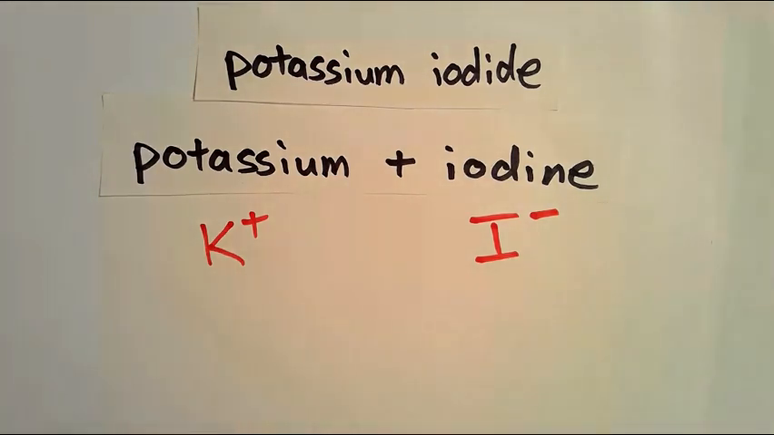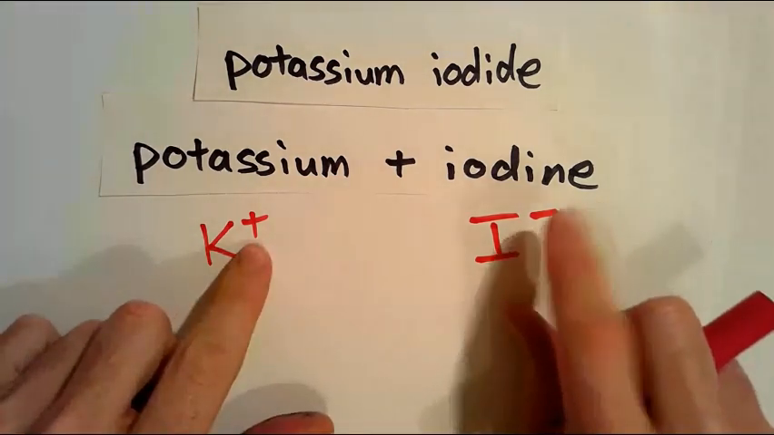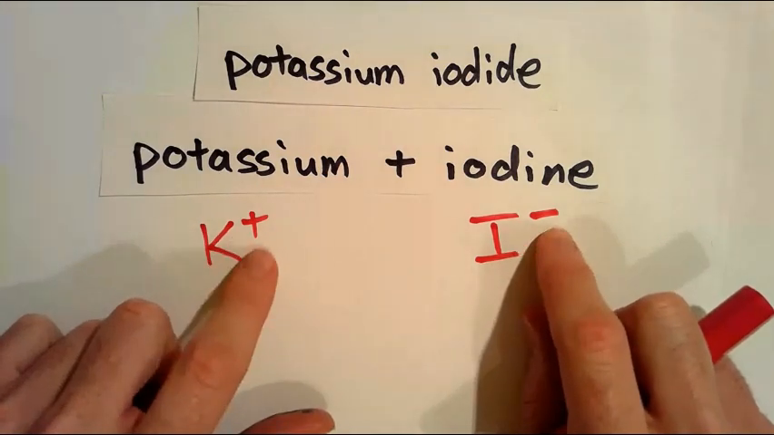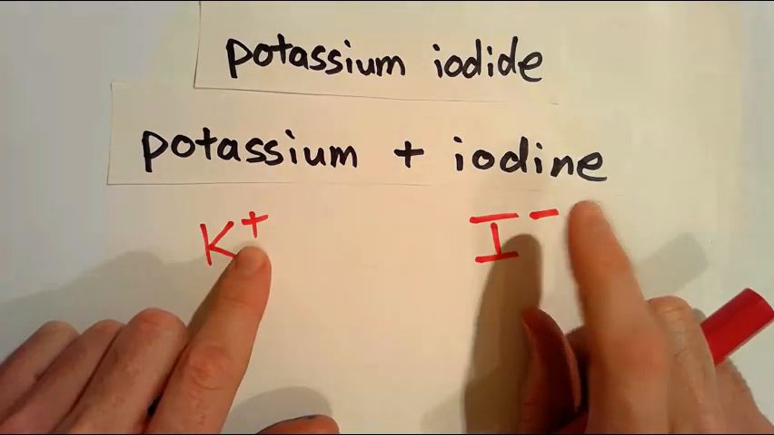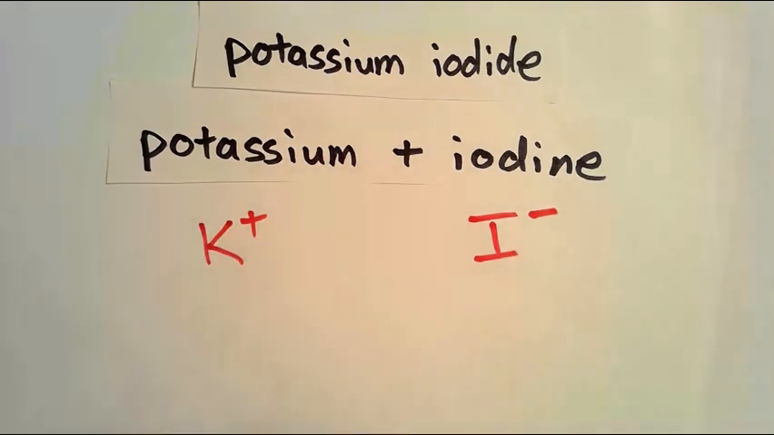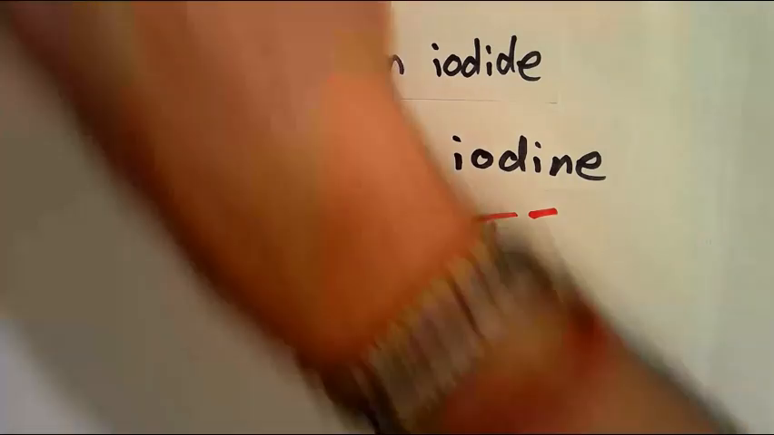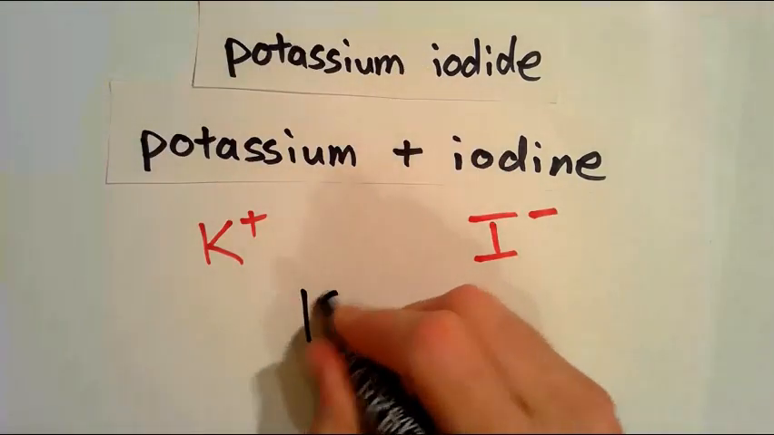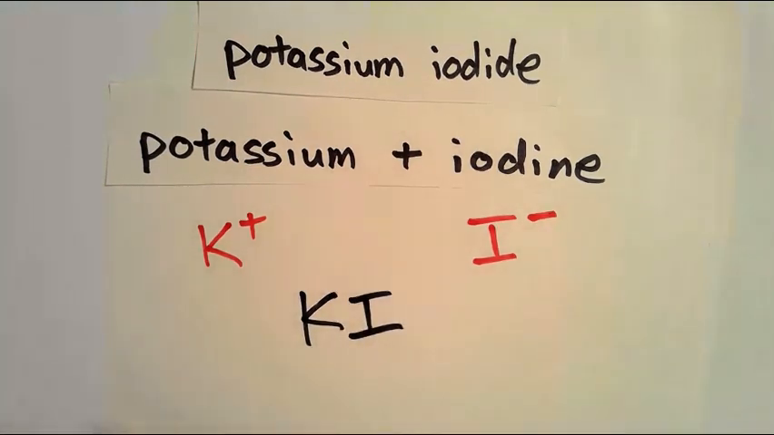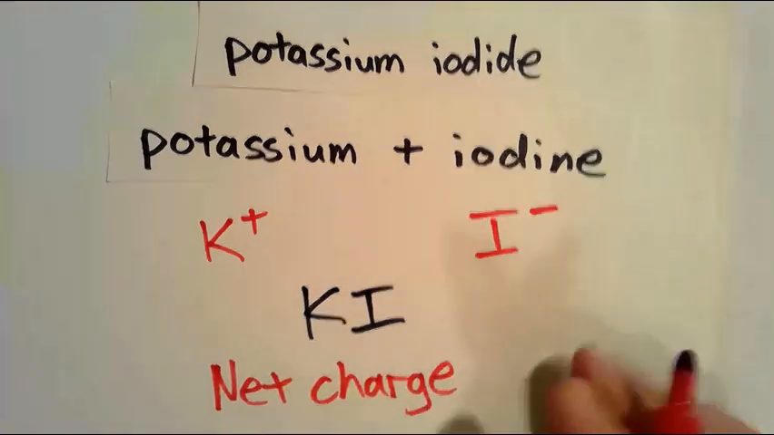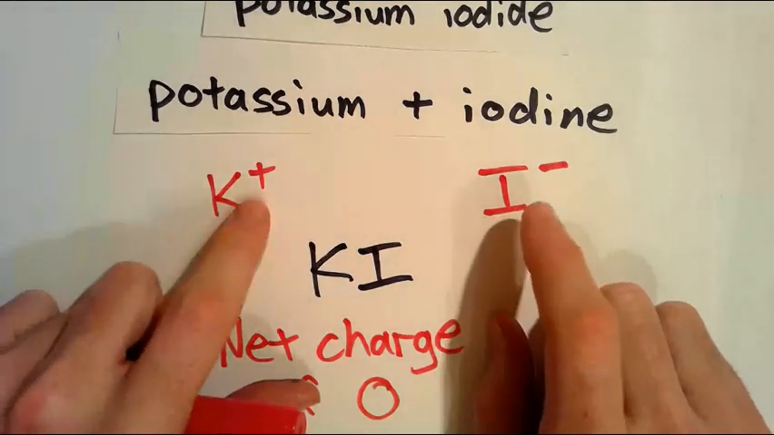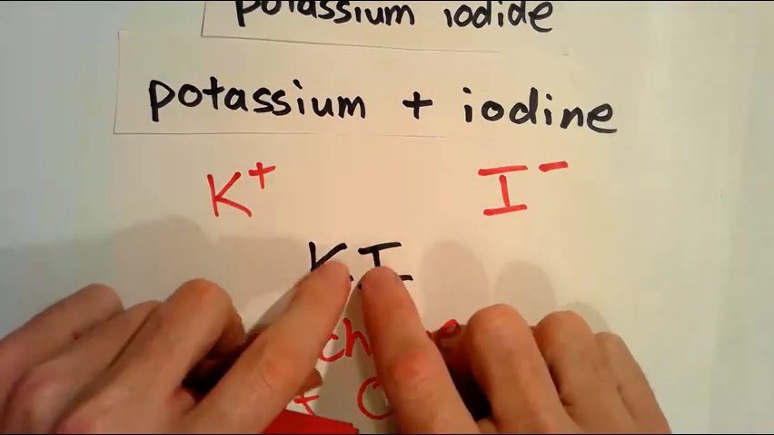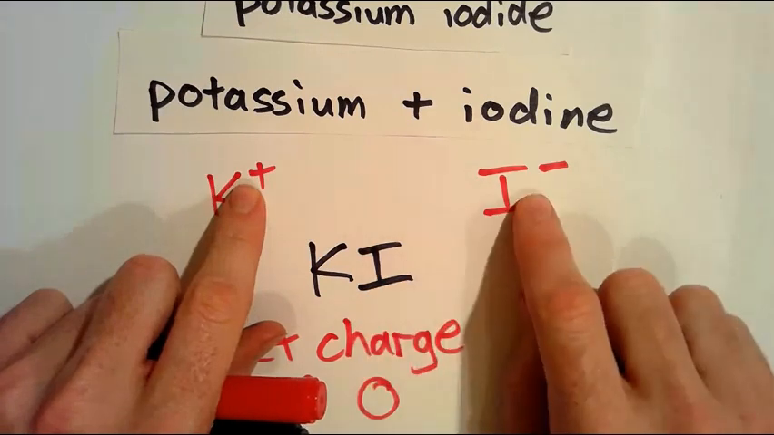So the positive charge, +1, and the -1, the ones are understood. So the +1 and the -1 will attract to each other, so they will actually form potassium iodide. This forms a net charge of 0. The net charge is going to be the positive and the negative added together, so that +1 and -1 equals 0.